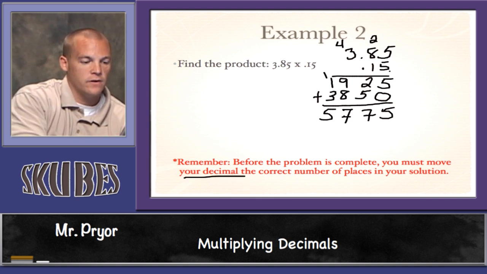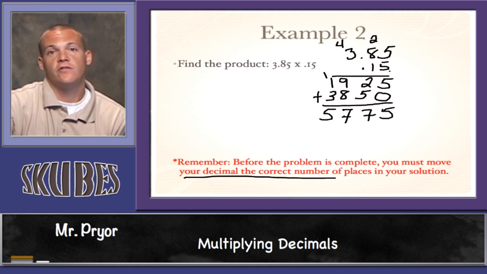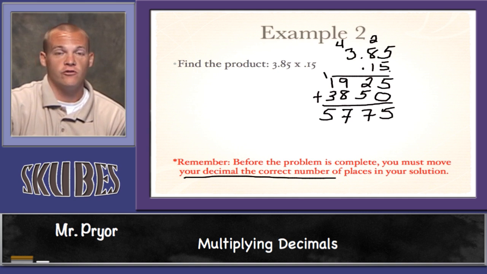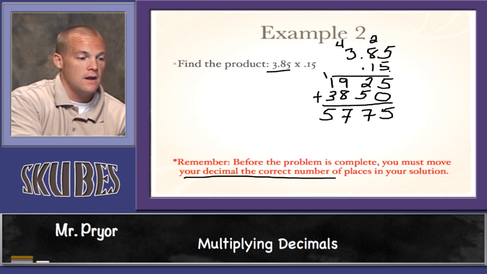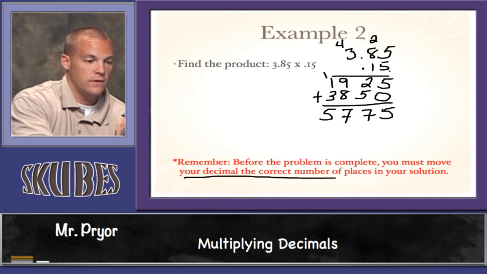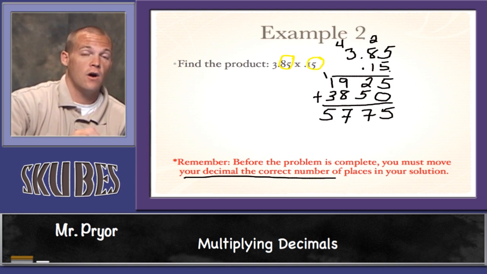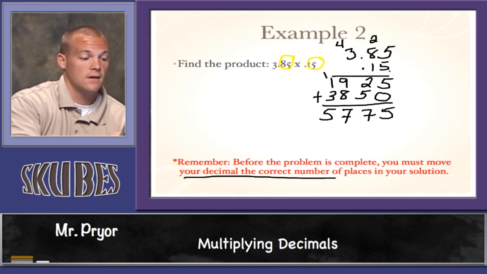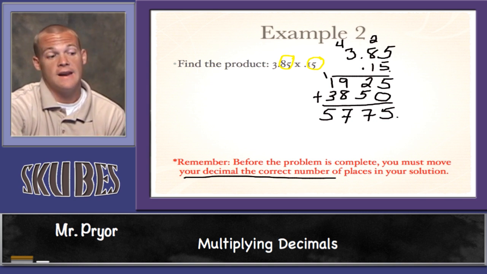So our decimal originally is at the end of our number. We haven't moved it yet. So right now we're looking at an answer of 5,775. But again, if we use estimation, that doesn't make a whole lot of sense because 3 is approximately 4 and 0.15, well, is approximately 0. So our answer should be somewhere around 0. Okay? Well, 5,775 is not near 0. So we need to move our decimal 4 places. 1, 2, 3, 4. And what that means is we end up with a decimal of 0.5775, which is below 1, or pretty close to 0.